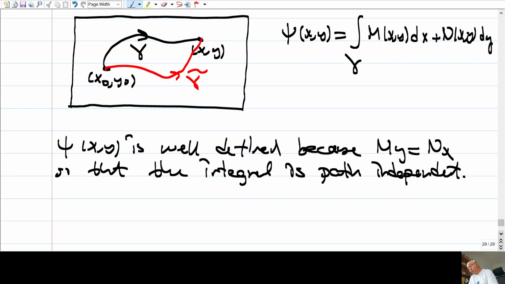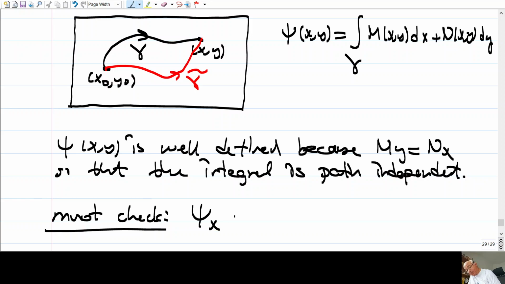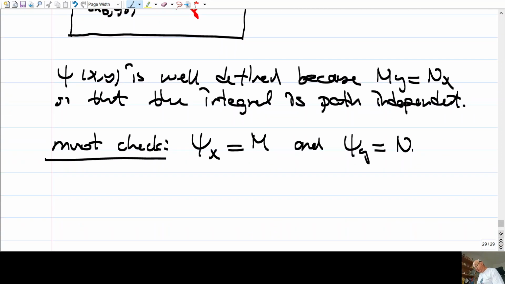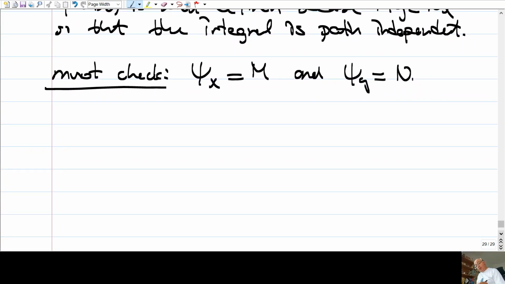And then you do what? So I found a function psi(x,y). Then one has to prove the following: we must check what? The x derivative of this is equal to m, and the y derivative of this is equal to n. Well, let me also talk about why this is the case.